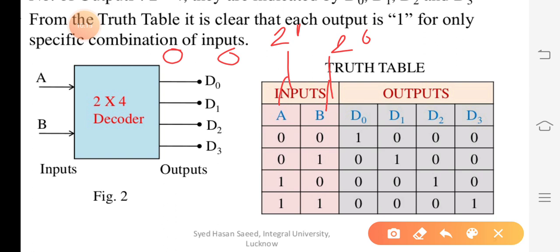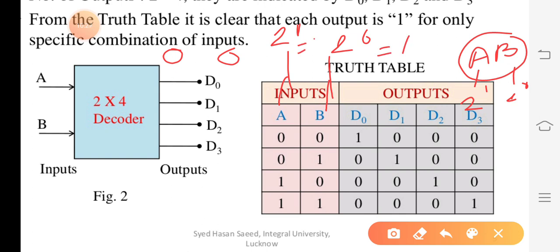Starting from the right side, let's start with a and b, okay? So the weight of this will be 2 to the power 0 and the weight of this is 2 to the power 1, which means 2 to the power 0 is 1 and 2 to the power 1 is 2. So a represents the value 2 and b represents the value 1. Clear? Now moving on to the first one, if I'm going to take the first combination as 0 0.